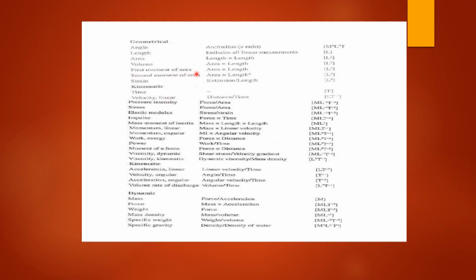First moment of area, area times length, you get L cubed. Second moment of area, area times length squared, so that is L raised to power 4. Strain, extension over original length, that is L raised to power 0.